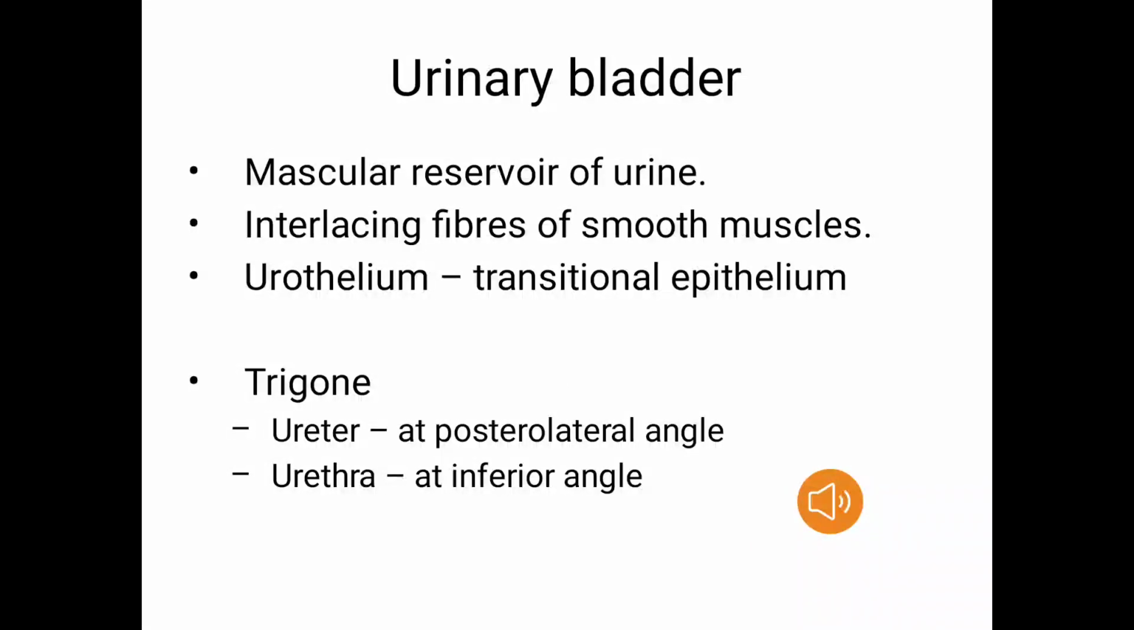In this video, we are discussing traumatic urinary bladder rupture. The urinary bladder is a muscular reservoir of urine, made of interlacing fibers of smooth muscle, and lined by urothelium, that is transitional epithelium. The important area in the bladder is the trigone, a triangular area where the ureters open at the posterolateral angles and the urethra starts at the inferior angle of it.